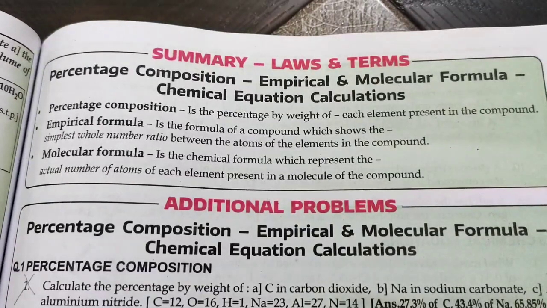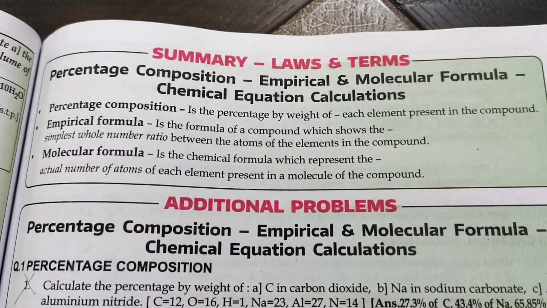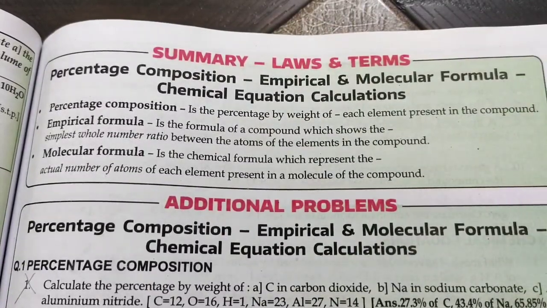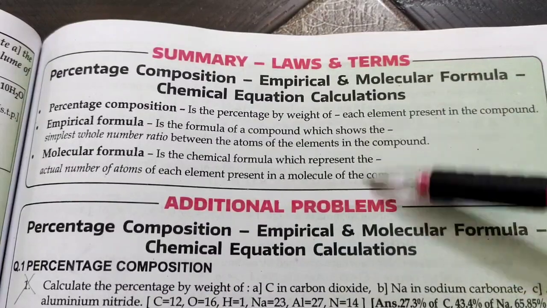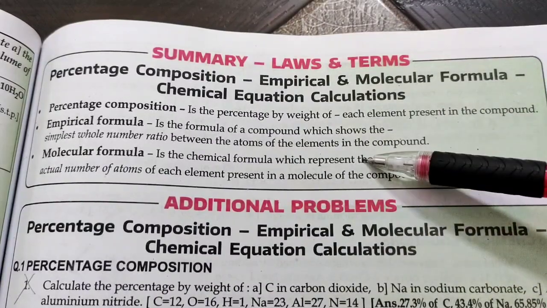Let's study 10th Standard ICSE Chemistry Chapter 4b, Type 1 sums, that is percentage composition. We hardly have any theory in this chapter. It's mostly numericals of three types. The first type is percentage composition. Only three definitions have to be learned for this chapter.